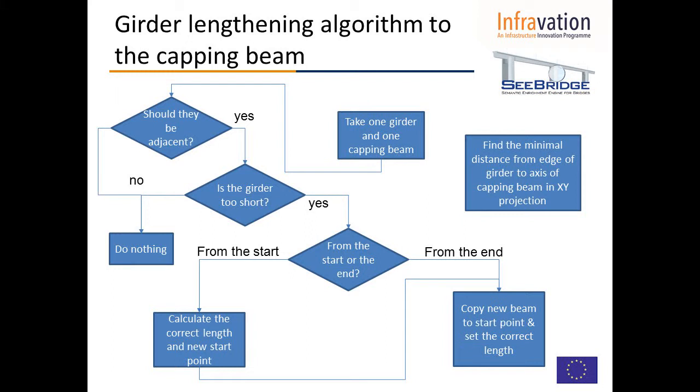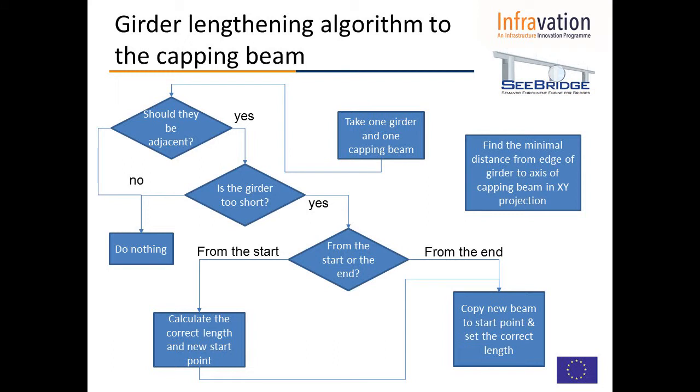This is a flowchart of the lengthening algorithm. We start by calculating the minimal distance from the edge of the girder to the center axis of the adjacent capping beam. We do it in the background with the help of a global variable. Then, the algorithm picks up one girder and one capping beam at a time. We check if they are close. We do not want to extend a girder over the next span. We check if the distance is more than the global variable and if it has enough overlap to have support underneath. If the girder has to be lengthened, we check whether it is from the start or from its end.